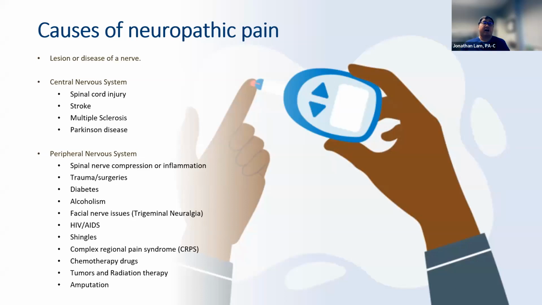And I started talking a little bit about it, but there are multiple causes of neuropathic pain. And at the core of all of them, it's due to a lesion or a disease of the nerve that's causing the nerve to dysfunction and misfire, essentially. In your central nervous system, you can have spinal cord injury, and that can cause cervical, thoracic, or lumbar radiculopathy, like I mentioned earlier. That's something that we treat here very predominantly. You can have a stroke that's causing neuropathic pain. You can even have multiple sclerosis or Parkinson's disease, and those can also contribute towards neuropathic pain.